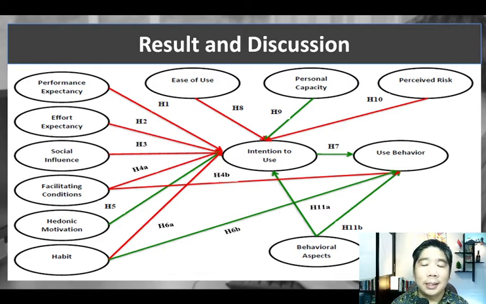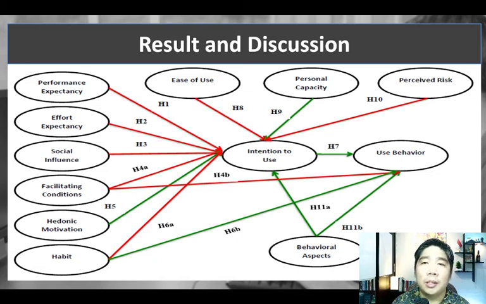Now let's talk about hypothesis 3, from social influence to intention to use. Social influence does not affect the intention to use. This is because the user's desire to use the cashback program on mobile payment is not influenced by those close to them, but rather is the desire of the user himself or herself.